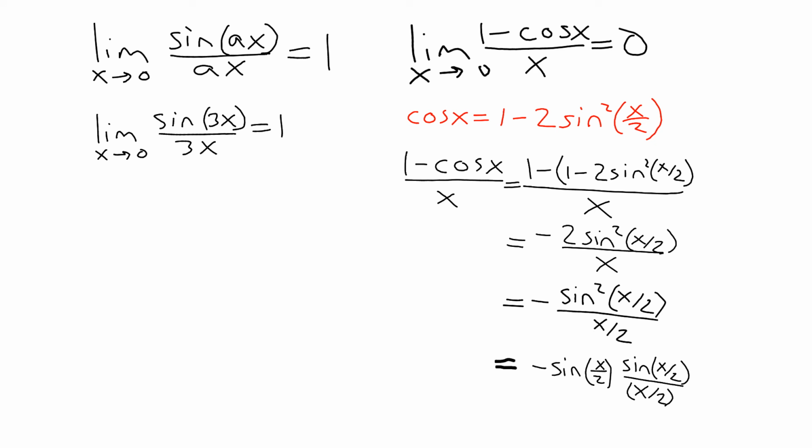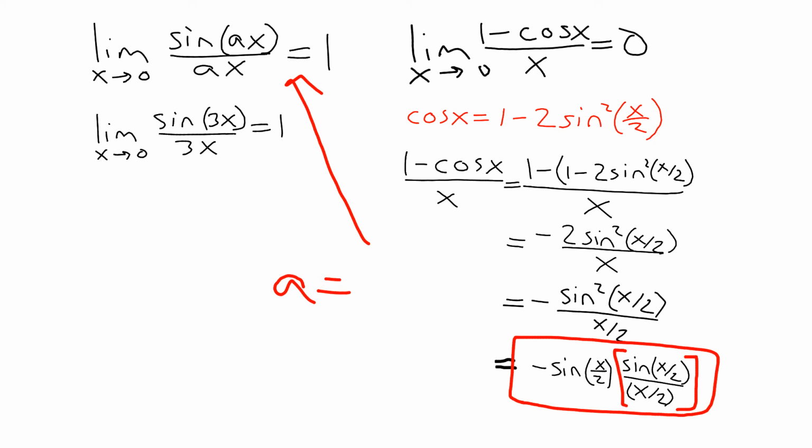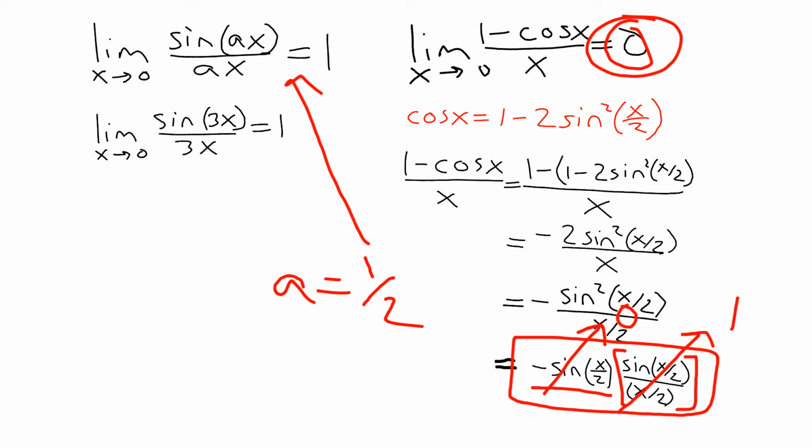And now what happens is we take the limit of this expression as x goes to 0. Well, this part in the brackets here, this follows this rule where a equals 1/2. So that means this goes to 1. But this other part, negative sine of x over 2, as x approaches 0, well, sine of x over 2 is continuous, so we can just plug in 0, and we see that this goes to 0. So overall, this convinces us that the limit should be 0 times 1, which is 0.